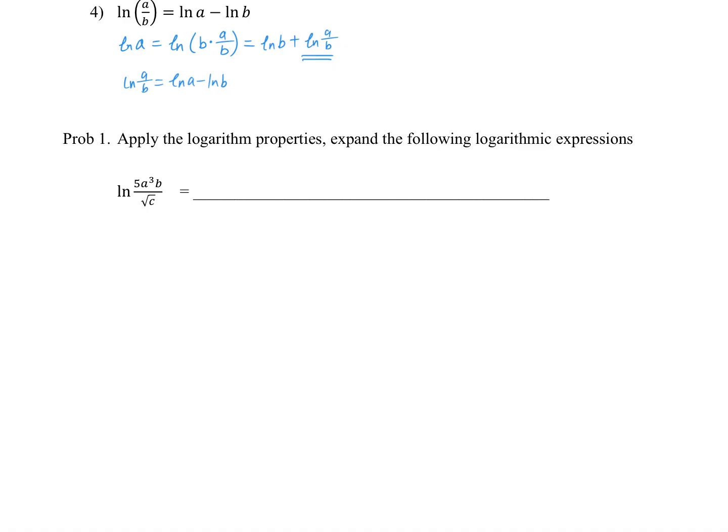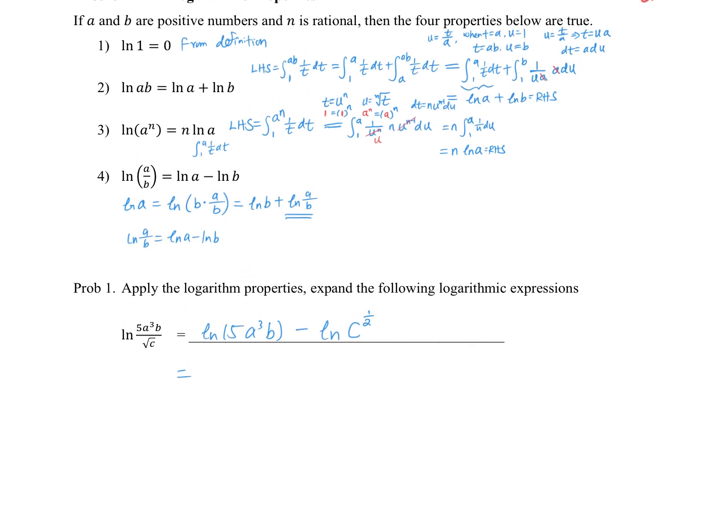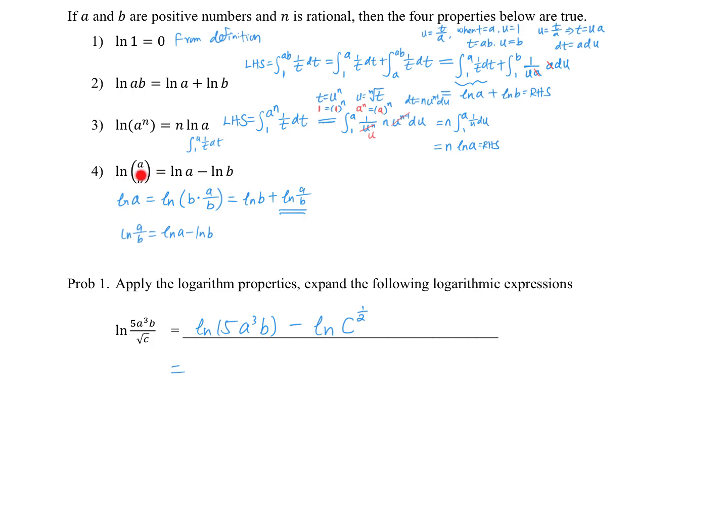logarithmic expressions. So first of all, we see a quotient of the two. So therefore we have ln 5a cubed b minus ln c, square root of c. A square root of c can be viewed as c to the power 1/2. And then this is according to the property number 4, right? Property number 4 right there.